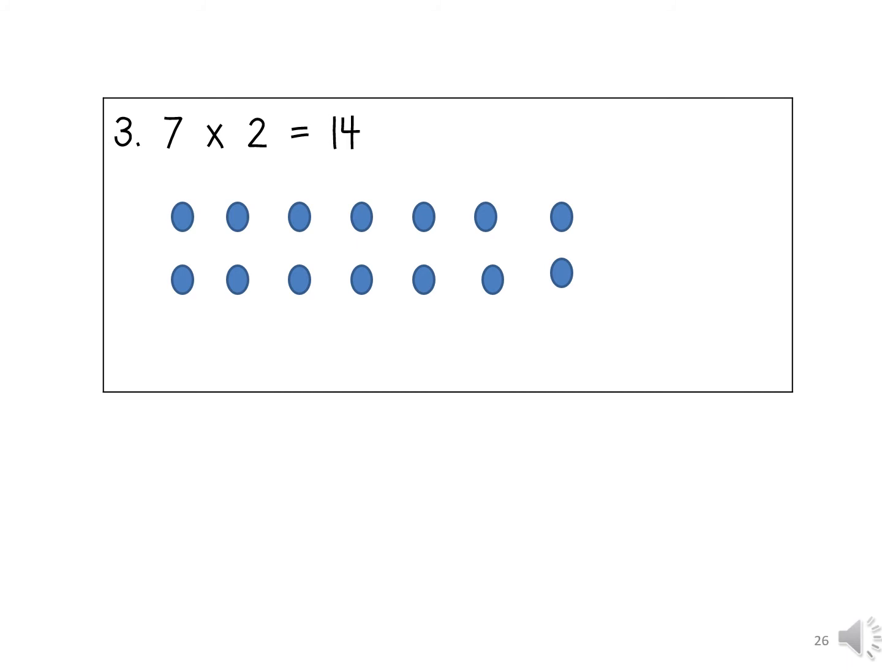So I have 2 sets of 7, which makes, let's count it all together, 1, 2, 3, 4, 5, 6, 7, 8, 9, 10, 11, 12, 13, 14. So 7 times 2 is 14.